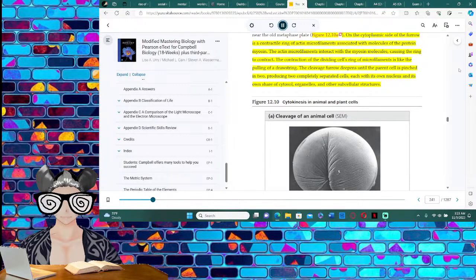The actin microfilaments interact with the myosin molecules, causing the ring to contract. The contraction of the dividing cell's ring of microfilaments is like the pulling of a drawstring. The cleavage furrow deepens until the parent cell is pinched in two, producing two completely separated cells, each with its own nucleus and its own share of cytosol, organelles, and other subcellular structures.